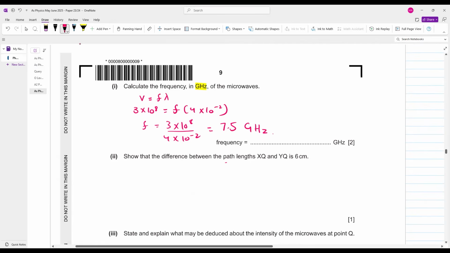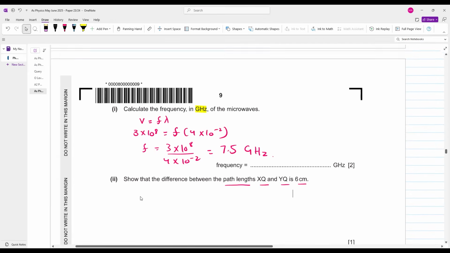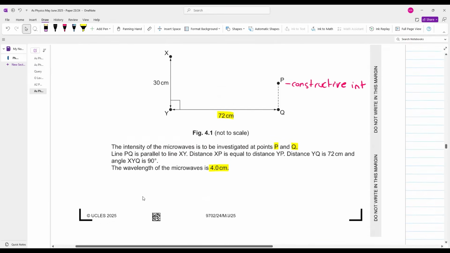Show that the difference between the path lengths XQ and YQ is 6 centimeter. हमने show करना है कि the difference between the path lengths XQ and YQ is 6 centimeters. So first of all, you have to calculate XQ. XQ is the hypotenuse. How will you calculate hypotenuse? You will apply Pythagoras theorem. Hypotenuse का square is equal to 30 square plus 72 का square. Hypotenuse किसके equal आ जाएगा?